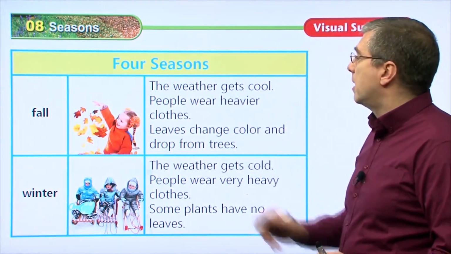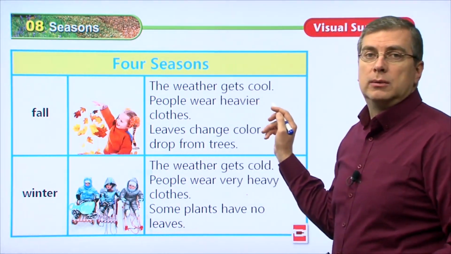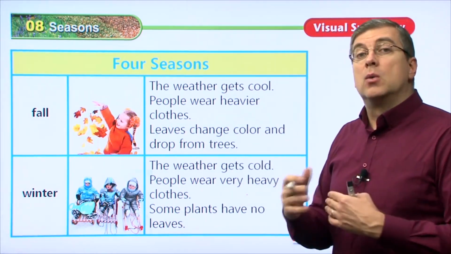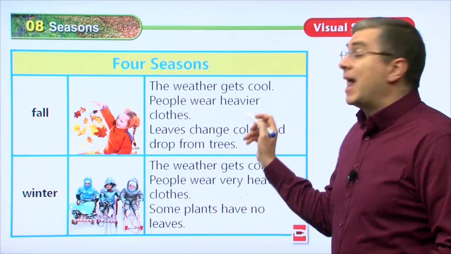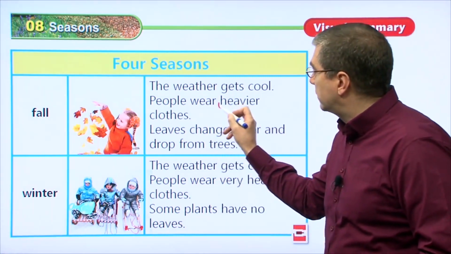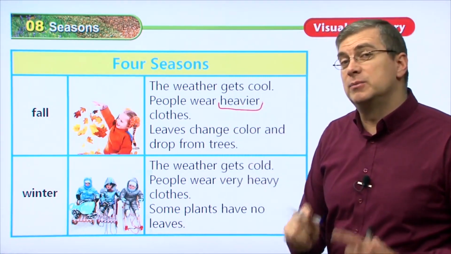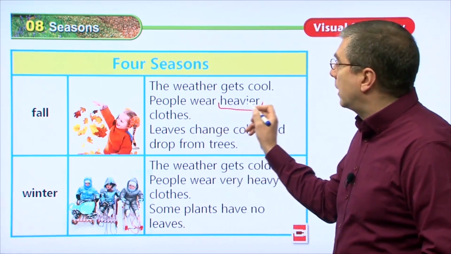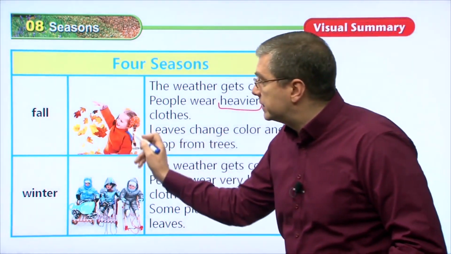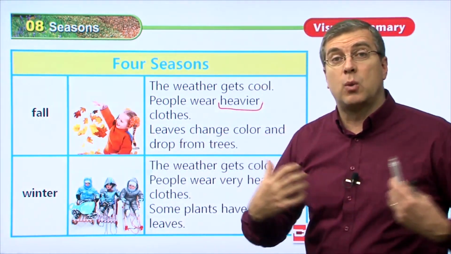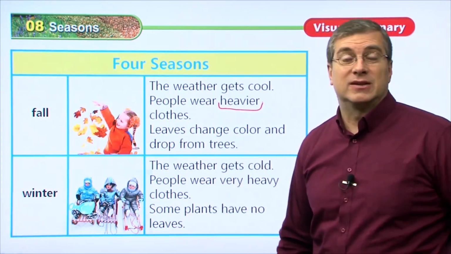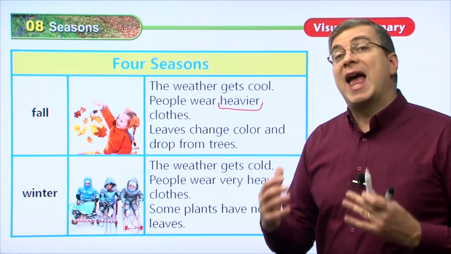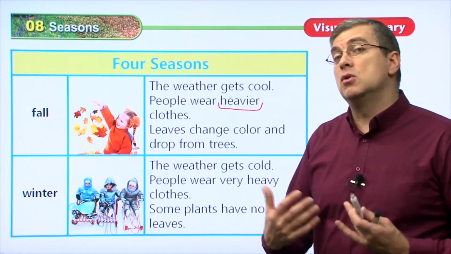Let's take a look at fall. The weather gets cool, right? After the hot summer, the weather begins to get cool again. People wear heavier clothes. Remember, we talked about light clothes before. Now people are wearing heavier clothes. And we can see this girl, she's wearing a sweater, jackets, boots, long pants like jeans. These are heavier clothes. They keep you warmer.